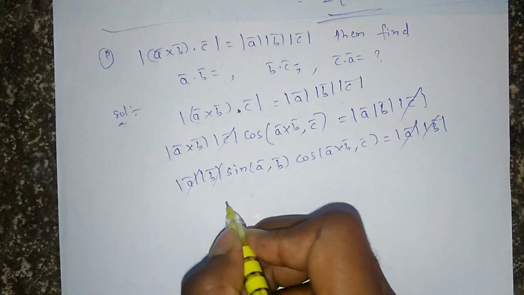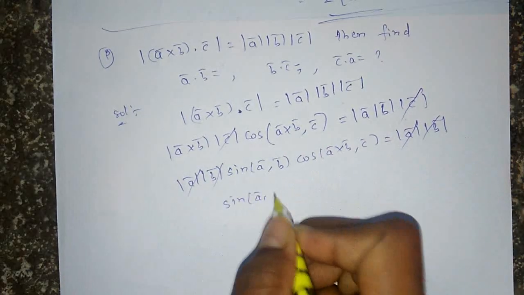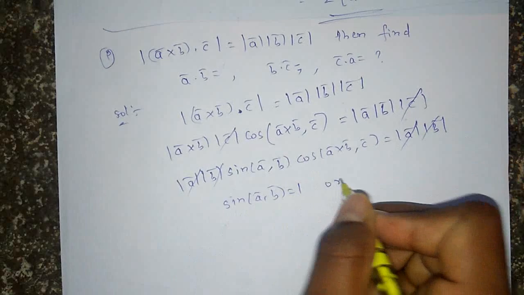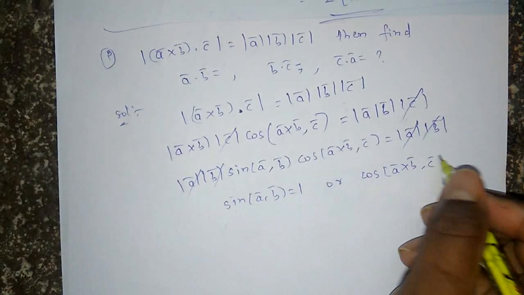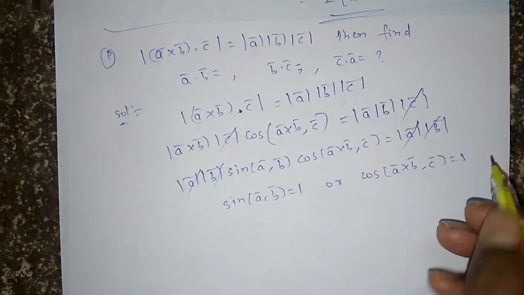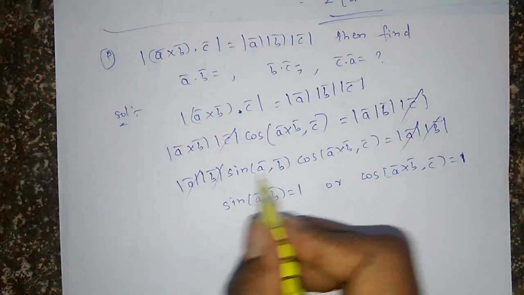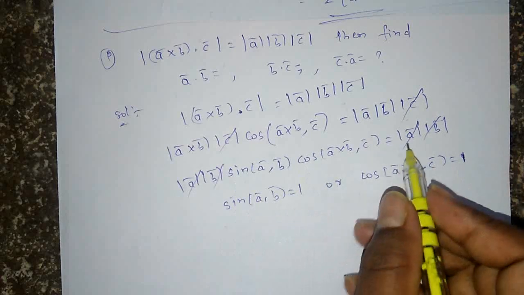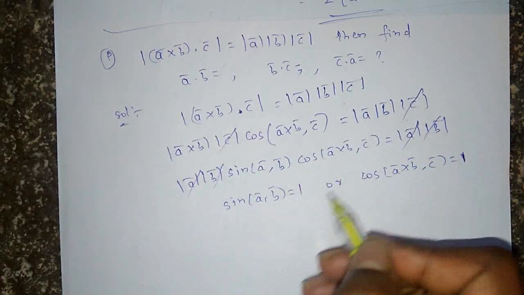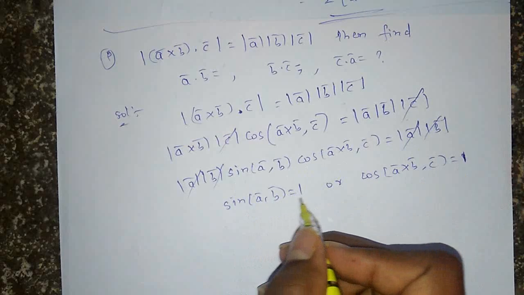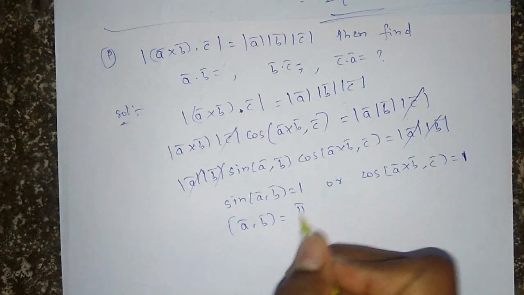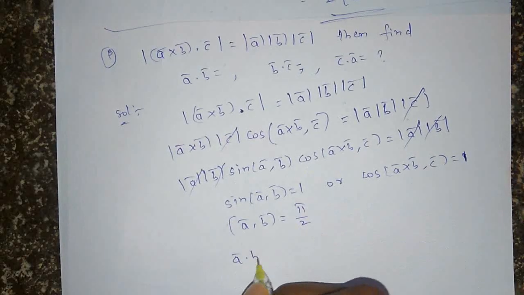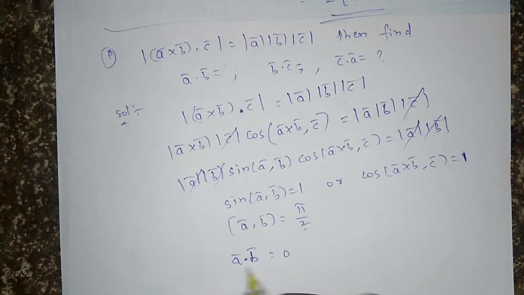So either sine of A, B is equal to 1 or cos of A cross B, C is equal to 1. The only choice is both should be 1, because these two are always at most 1. Their product being 1 means they both must be 1. So sine of the angle between A, B being 1 means the angle between A and B is 90 degrees, pi by 2. Therefore A dot B, the dot product, is 0. If the angle between two vectors is 90, the dot product is 0.